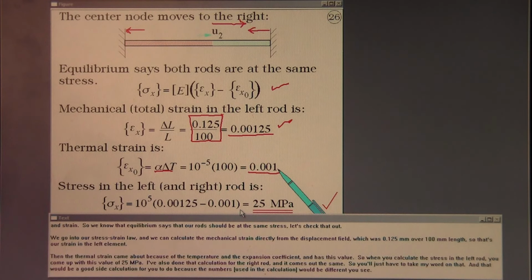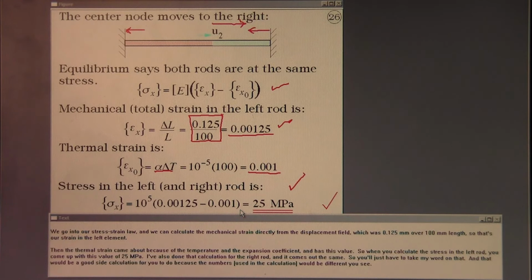So when you calculate the stress in the left rod, you come up with this value of 25 megapascals. I've also done that calculation for the right rod, and it comes out the same. So you'll just have to take my word on that. And that would be a good side calculation for you to do, because the numbers would be different, you see.